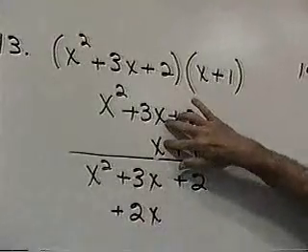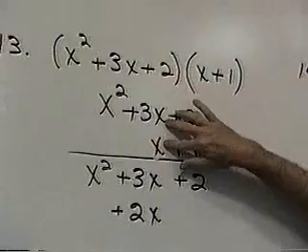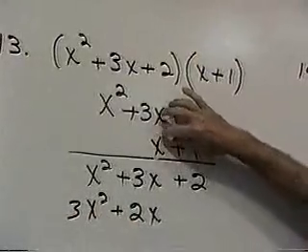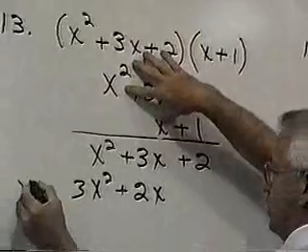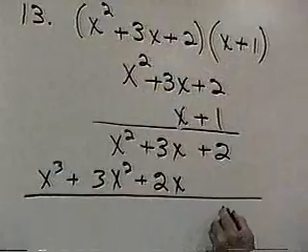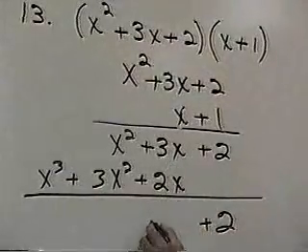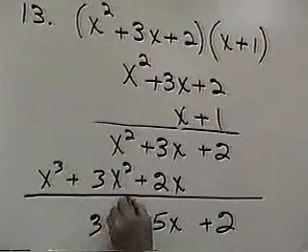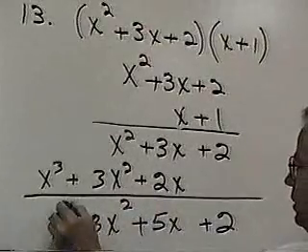Then you multiply this times that. That's 3x squared. You put x squares underneath x squares. And then x times x squared is x cubed. And now you just add up. Adding these, plus 2. Adding these, plus 5x. Adding these, 3x squared. And then x cubed.